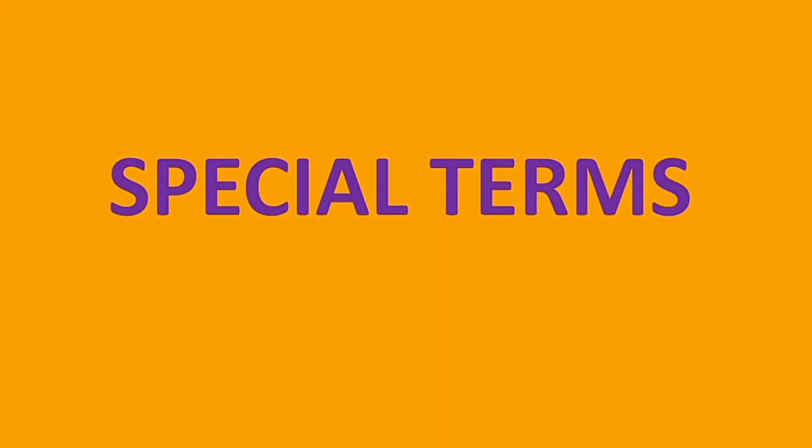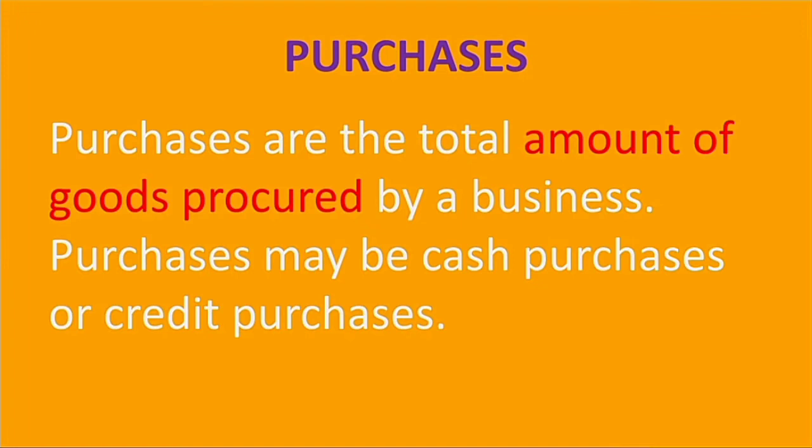Some more special terms. We are going to discuss 6 more terms today. The first one is purchases. Purchases, not purchase. Purchases are the total amount of goods procured by a business. That is, the total amount of goods purchased by a business. That means the purchase of goods only can be termed as purchases, and the purchase of other items like stationery for office use or any other assets for office use, etc. are not purchases. Only the purchase of goods.